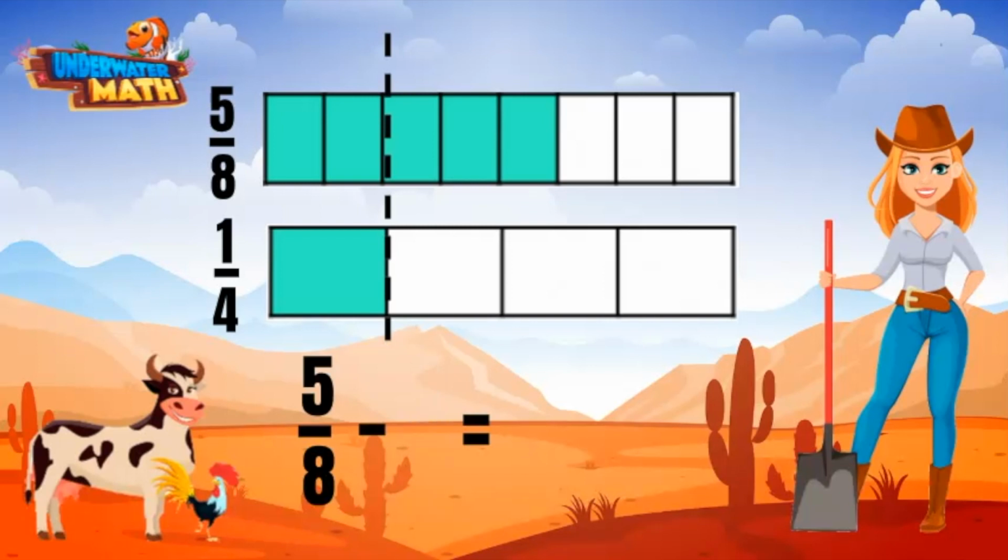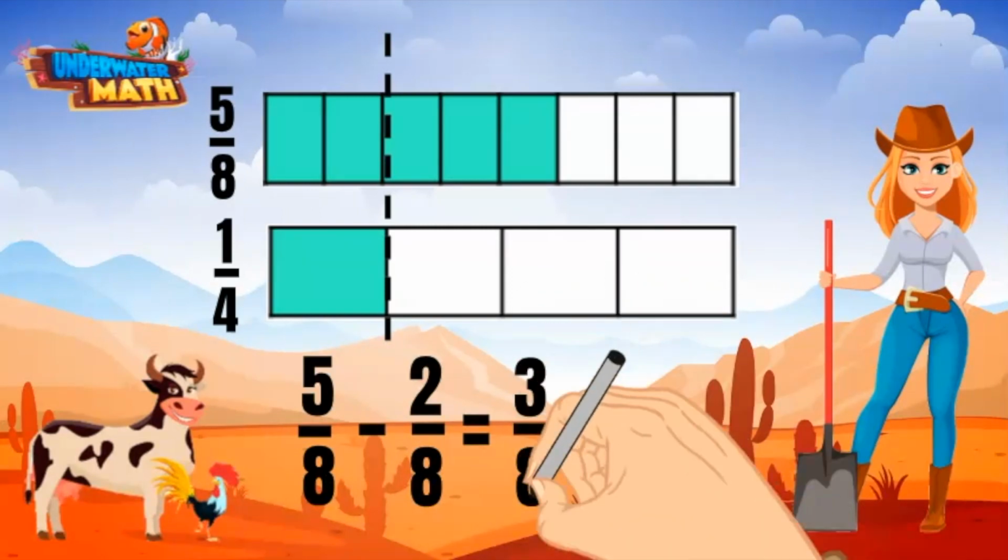I am going to replace 1/4 with 2 8ths because we know they are equivalent. We know 5/8 of the eggs are white, and 2/8 of the eggs are brown. 5/8 minus 2/8 equals 3/8.